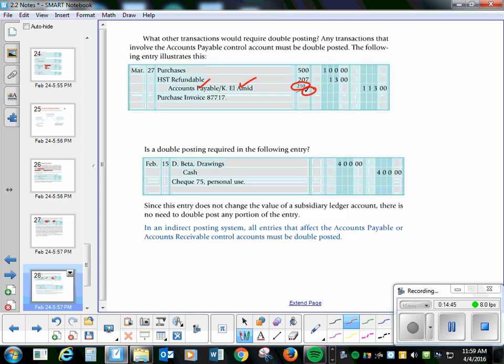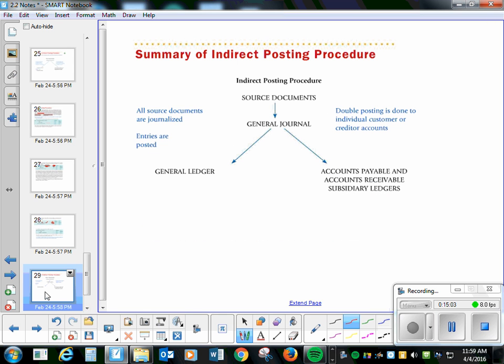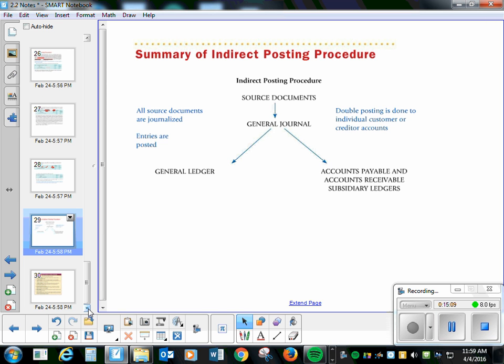Now, is double posting required in the following entry? You have D. Beta, drawings, and your cash is being affected. Now, there aren't any other accounts being affected there, like subsidiary accounts, so you don't need to do double posting there. So the summary of indirect posting looks like this. And when you go to do the questions, you'll be able to see in the questions that I've given you, with the answer keys, which process to follow.